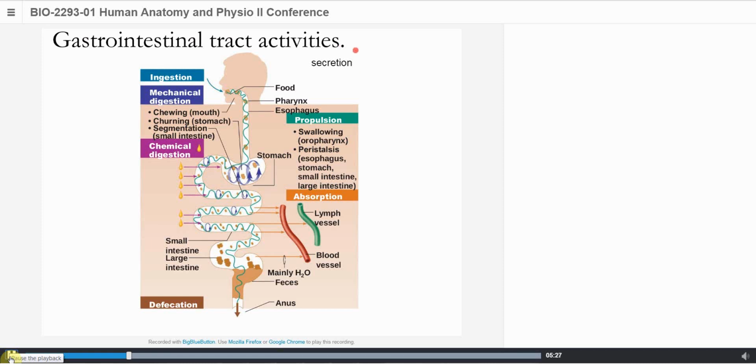Change the font size here. Oop, that's kind of big. Make something fun. All right.